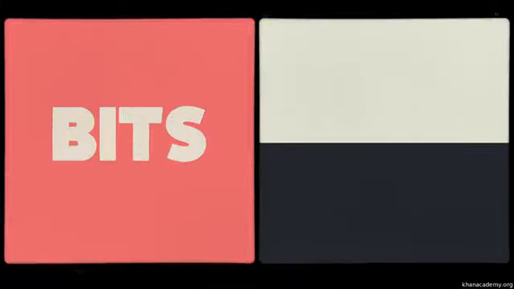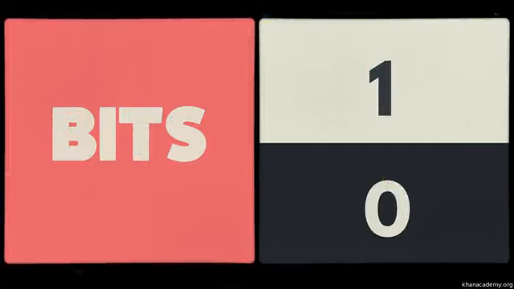Information is made of bits. A bit can be described as any pair of opposites, on or off, yes or no. We typically use a 1, meaning on, or a 0, meaning off. Because a bit has two possible states, we call it binary code.